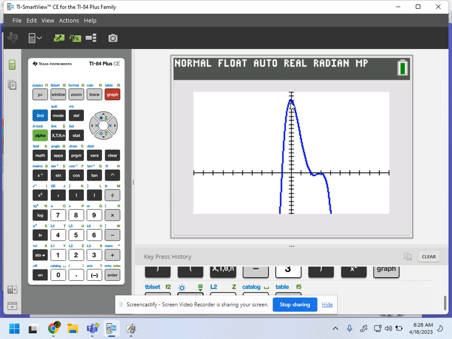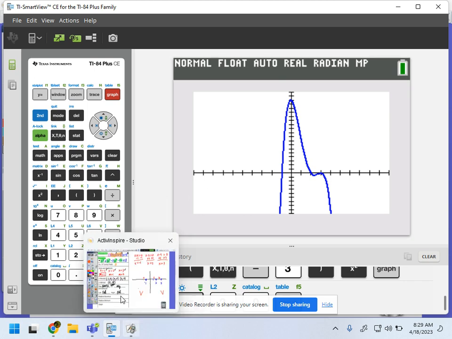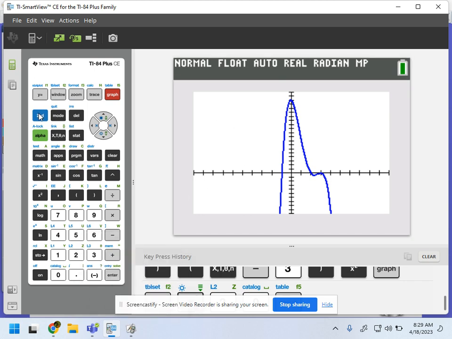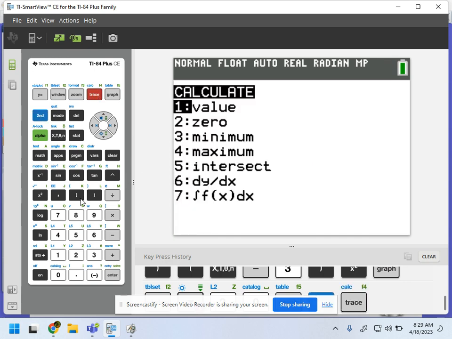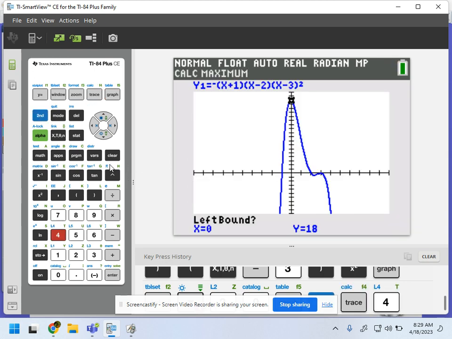But for the sake of learning, this is your maximum, relative maximum and absolute maximum, okay? If it's going down like this, yeah, if it opens upward like a parabola, the vertex there is the minimum. Okay, so let's find the absolute max. How? Second trace, go to the max, so 4.